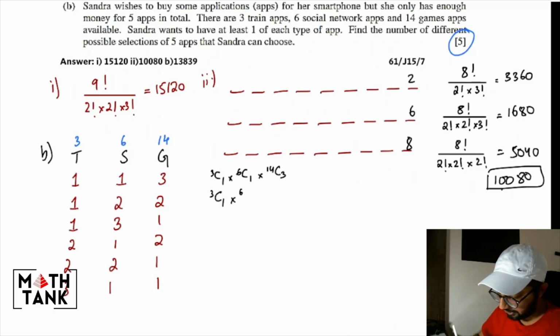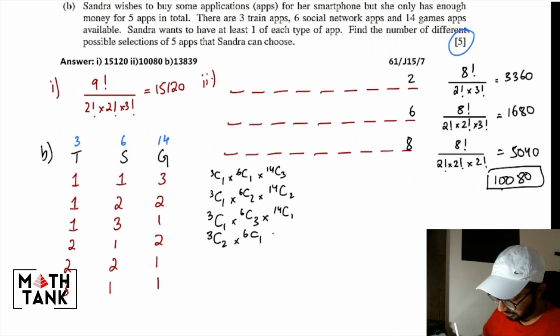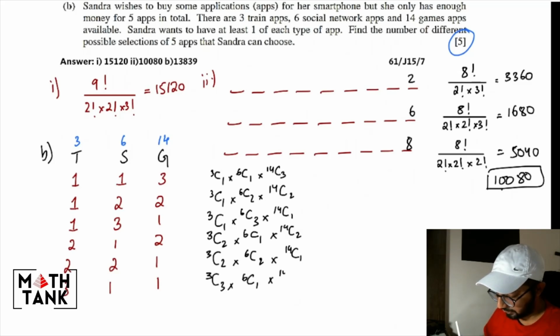3C1, 6C2, and 14C2. 3C1, 6C3, and 14C1. 3C2, 6C1, and 14C2. 3C2, 6C2, and 14C1. 3C3, 6C1, and 14C1.